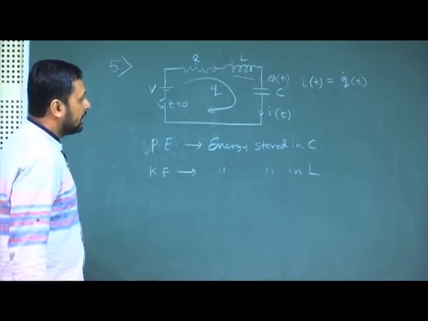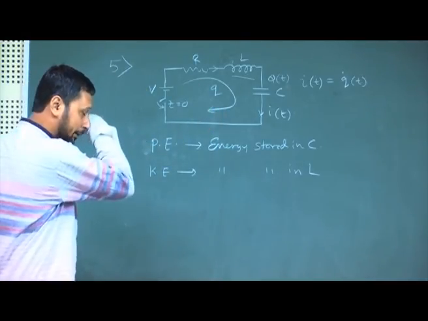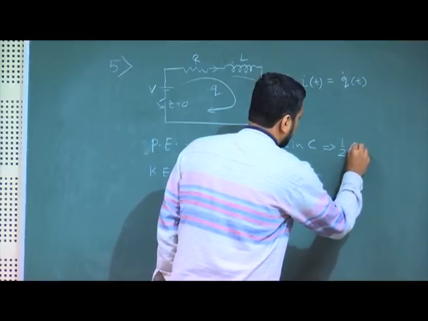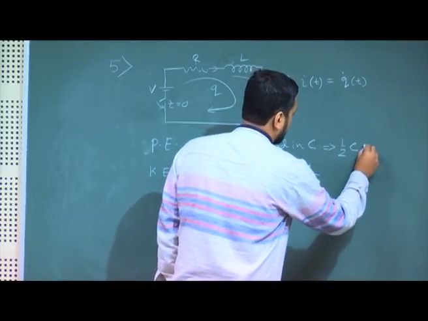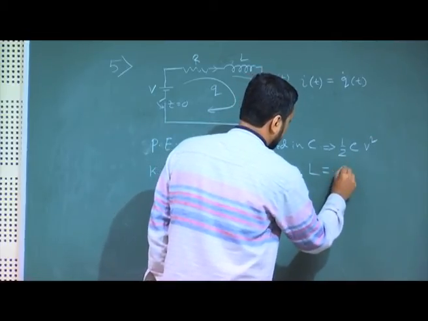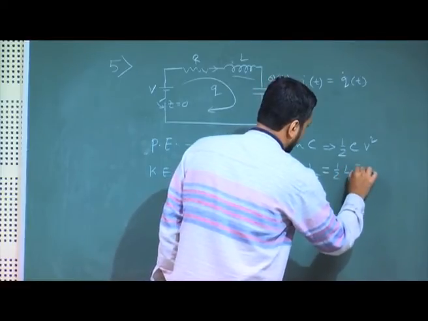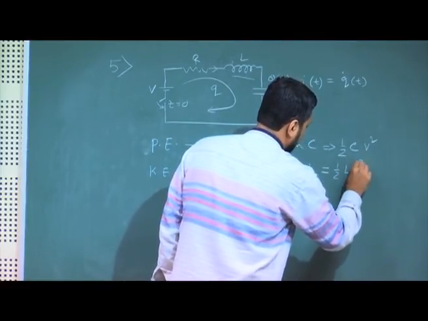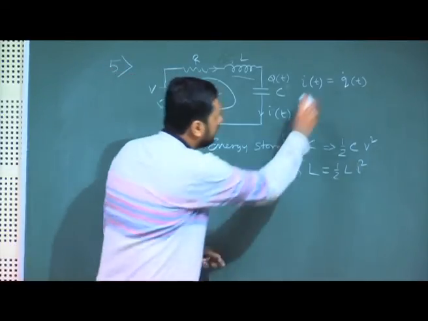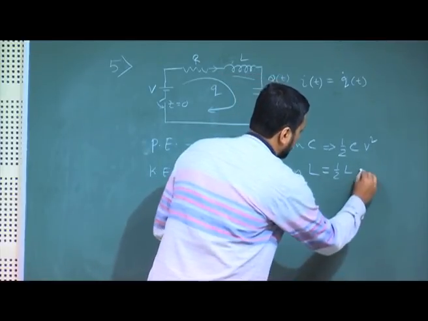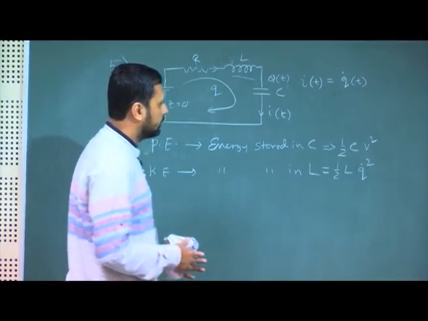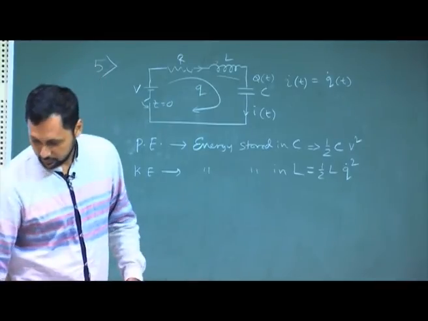Okay. And it so happens that energy stored in C is half C V square, and this is half L I square, okay, where I is q dot. So, what we can write is, instead of I, we can write q dot square, half L, and for the first term, it is half C V square.